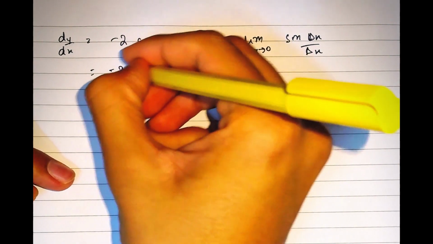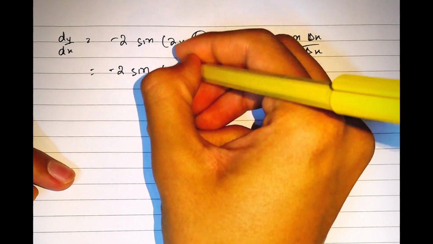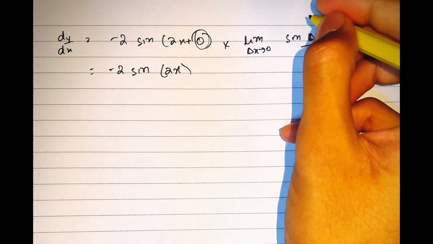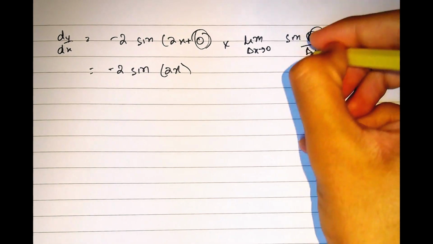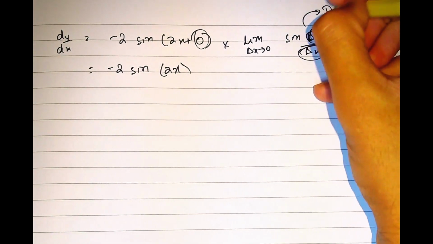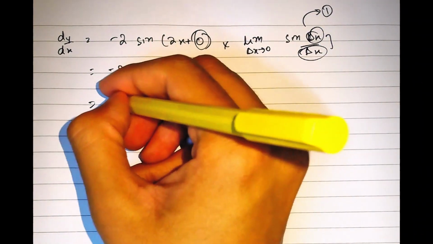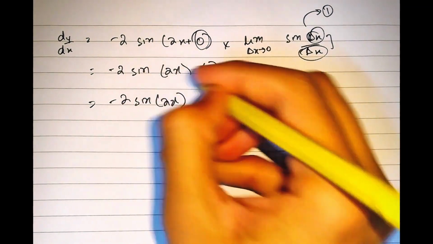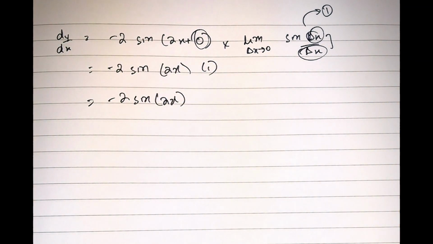So now negative 2 sine 2x. I told you that if you have the limit of delta x approaching 0 of sine delta x divided by delta x, this term would be equal to 1. So I will write 1 over here. Negative 2 sine 2x. This is the final derivative of cos 2x according to the first principle method.